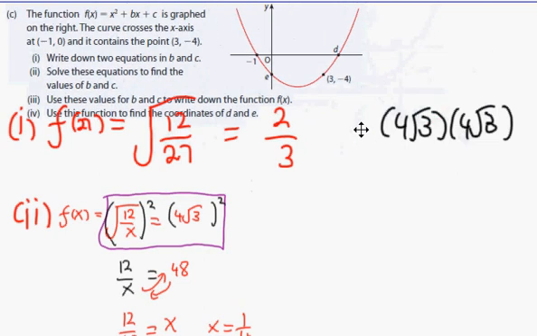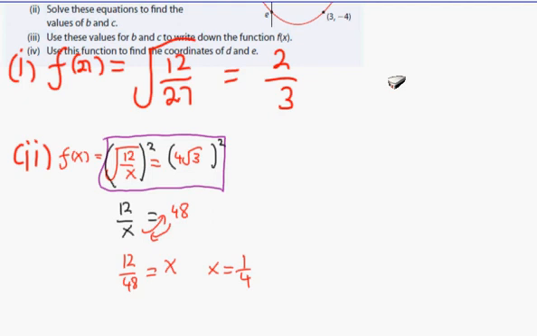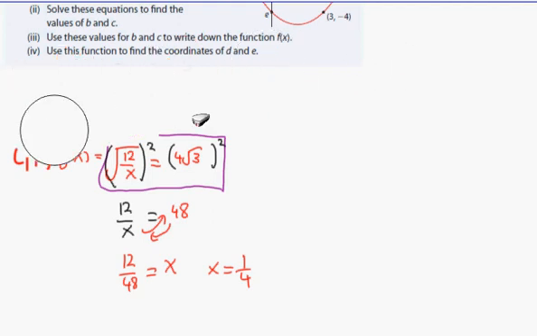What do we have to do now? Number C, is it? Yeah. C is the last one? Okay, can I move on from part B? Okay, C.